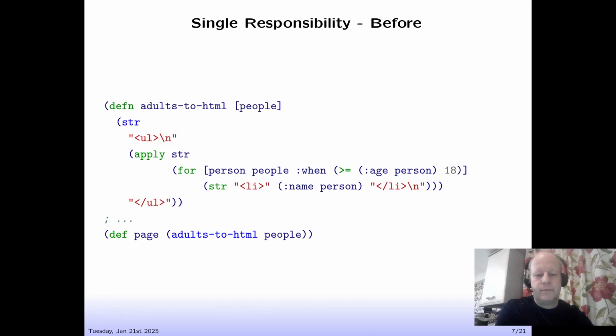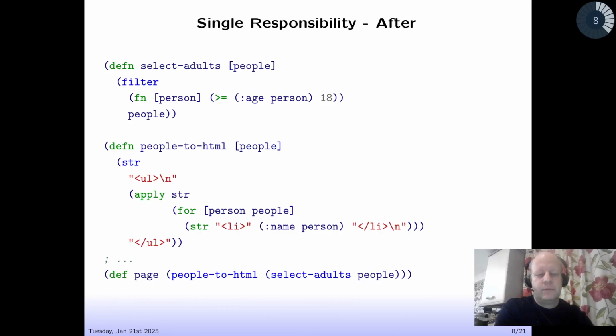So this is not good. This method is responsible for two different things. It is better, obviously, to split this up into two methods. One for selecting adults. So this one will filter for people where the age is greater or equal to 18. And then the second method, which is responsible for converting a list of people into an HTML string with a list of names.